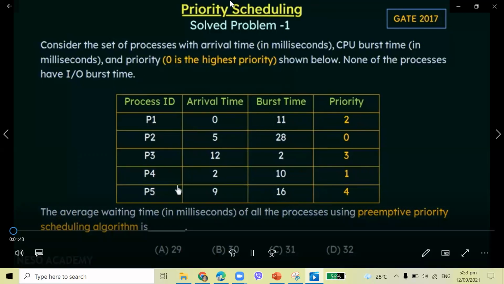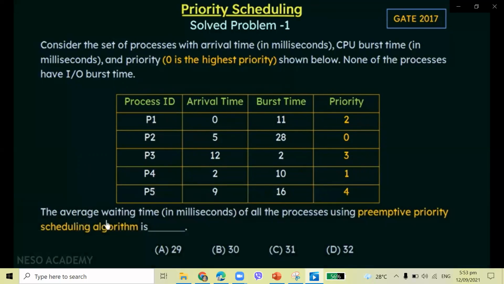Alright, so given this information, we are to calculate the average waiting time in milliseconds of all the processes given above using preemptive priority scheduling algorithm. So we need to assume that the CPU is following a preemptive priority scheduling algorithm, and then find the average waiting time for this set of 5 processes. We are given 4 options: A 29, B 30, C 31 and D 32. These options are very similar to each other, so if you are trying to guess, then you may have hard luck. So let us see how we can solve this in the correct way.